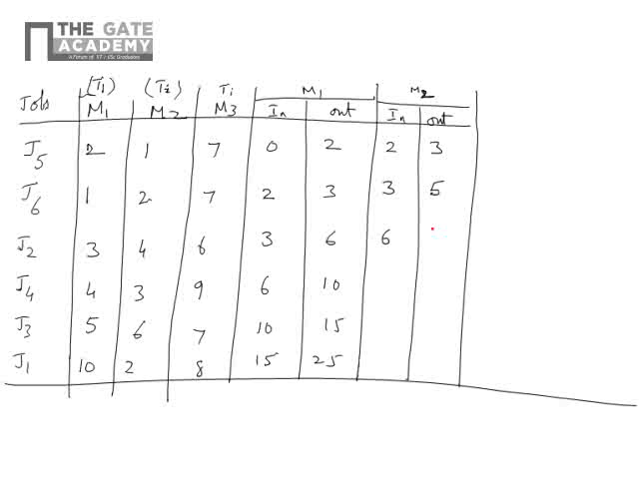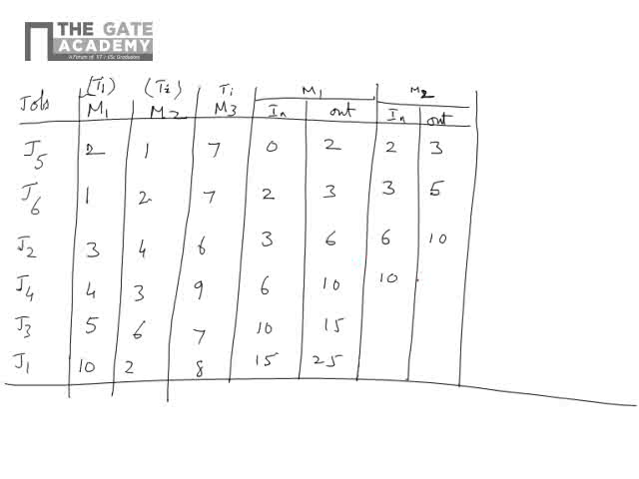Start thinking like the machine has started at exactly 12 o'clock today. By the end of 2 o'clock, machine 1 has finished processing the first job, job 5. Like that, by the end of 6 o'clock, machine 1 processed 3 jobs and machine 2 processed only 2 jobs. For machine 2, 10. By the end of 10 hours, machine 1 processed 4 jobs, machine 2 processed 3 jobs.